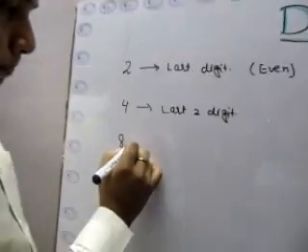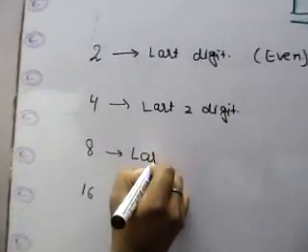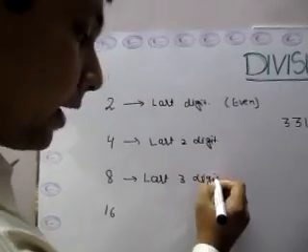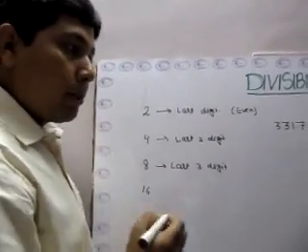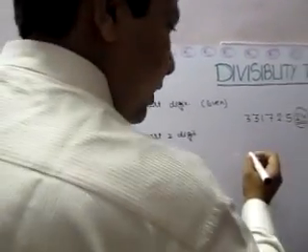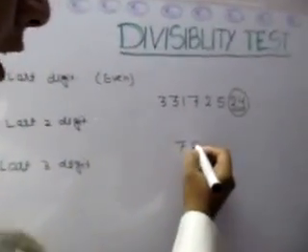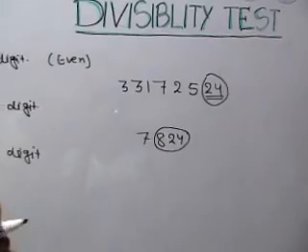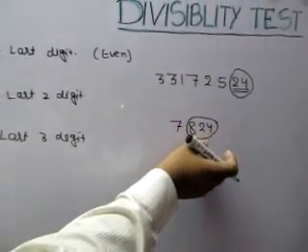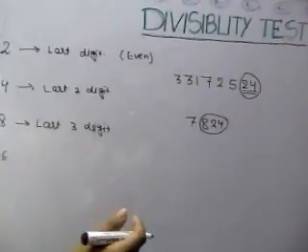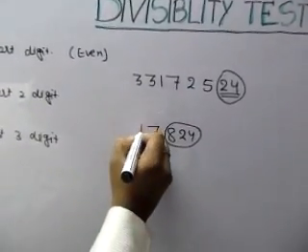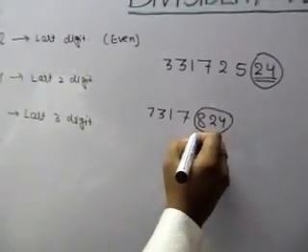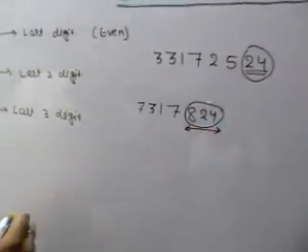Now for 8. If last three digits of any number are divisible by 8, then that number must be divisible by 8. Just take another example. 7824. Since last three digits of this number, 824, is divisible by 8, hence this number is also divisible by 8. Again, it doesn't matter what you write down before this. The number is always divisible by 8 because last three digits is divisible by 8.